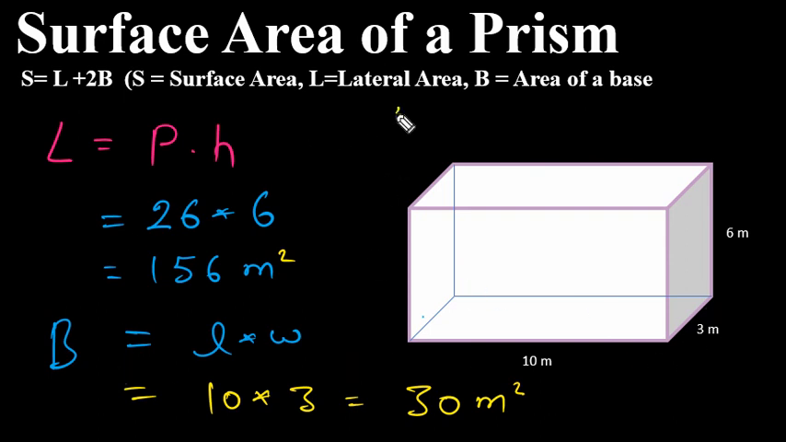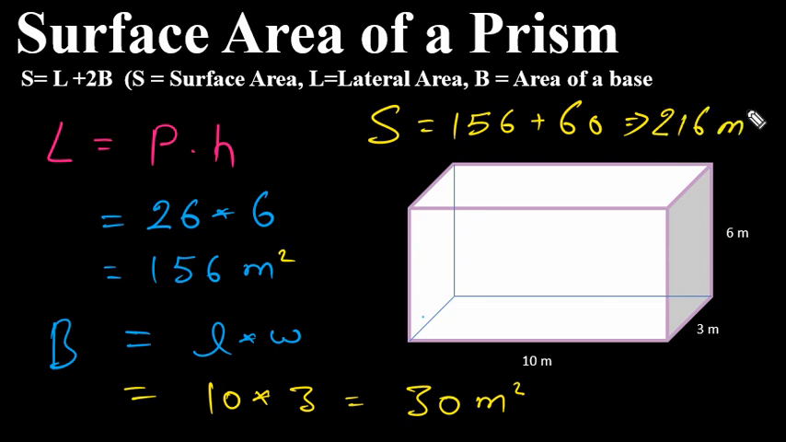Now the surface area formula is S equals L, so L is 156, plus 2 times B. 2 times B is 2 multiplied by 30, which is 60. So 156 plus 60 will give you 216 meters squared, and that is the surface area of a rectangular prism.